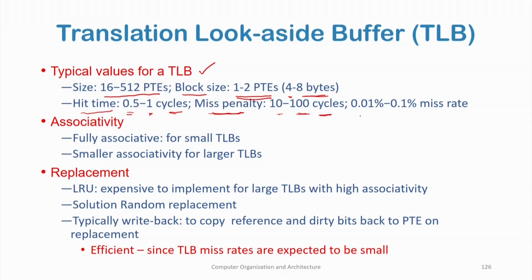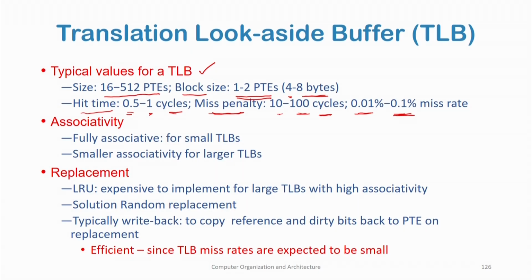And typical miss rates for a TLB are of the order of 0.01 to 0.1%. Therefore, the locality of reference for TLB entries is typically very high, and so smaller TLBs suffice. So, the hit rate is around 99.9% to 99.99%. The associativity of a TLB.